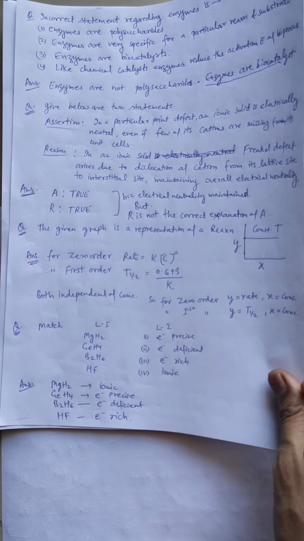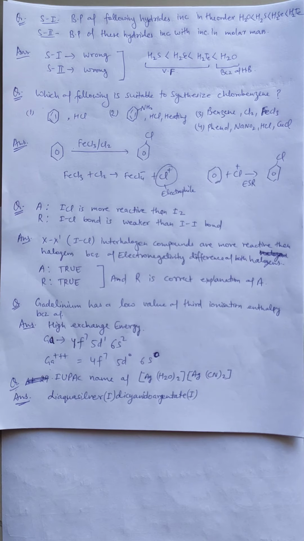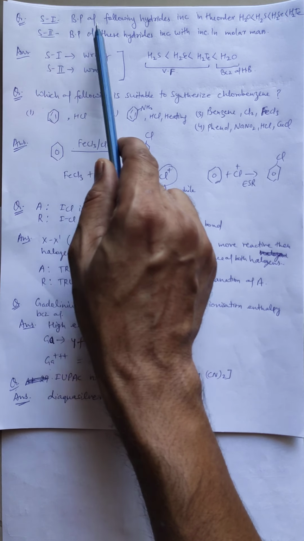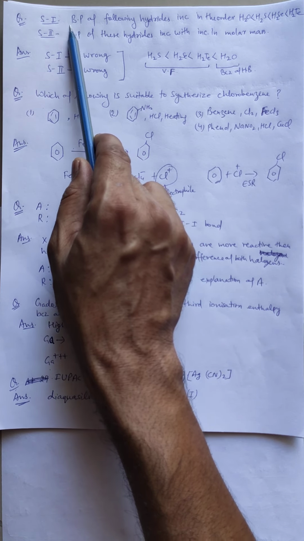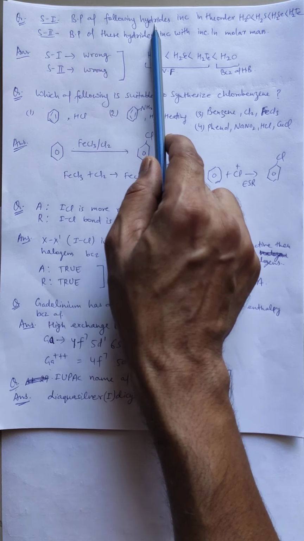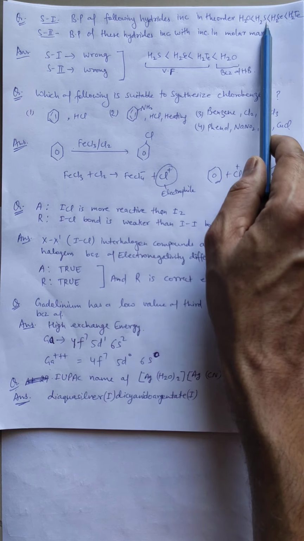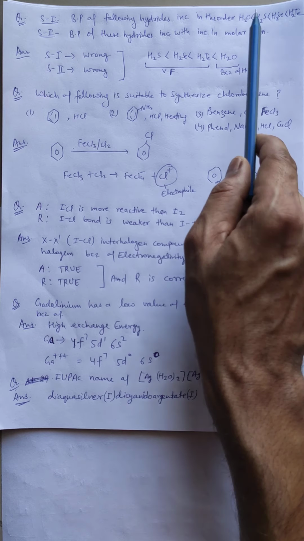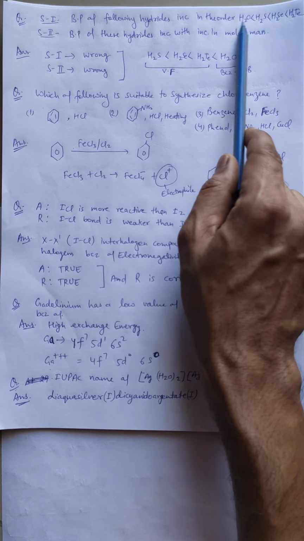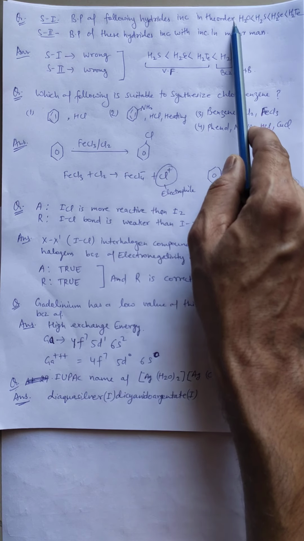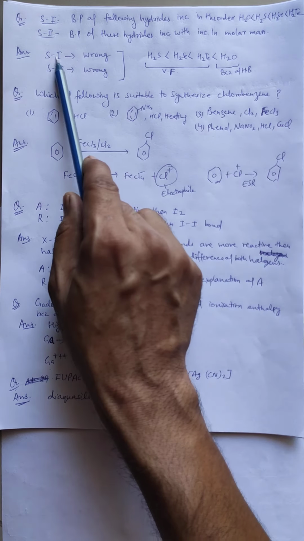Now the next question is the statement 1. Statement 1 says the boiling point of the following hydrides increases in the order H2O, H2S, H2Se, H2Te. It is the wrong statement because H2O, oxygen, shows hydrogen bonding. So here it is the wrong statement given.